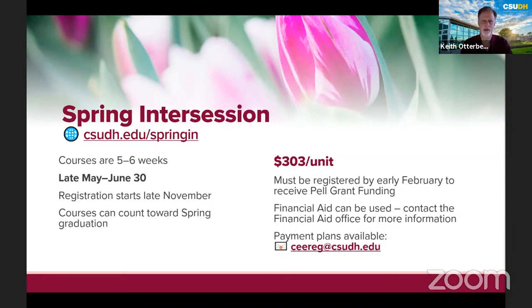For information about spring intersession, visit csudh.edu/springin. You register for winter or spring by visiting MyCSUDH. If you have any issues with your registration, you can contact our registration office at 310-243-3741, option 1. They will be able to help you.